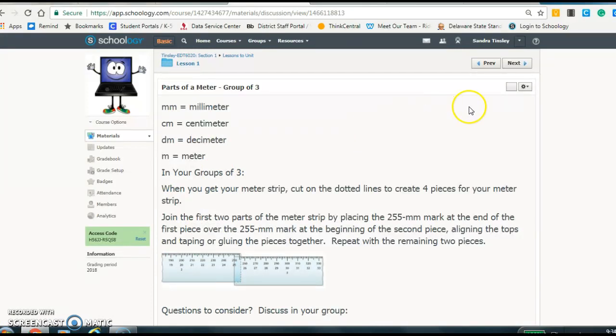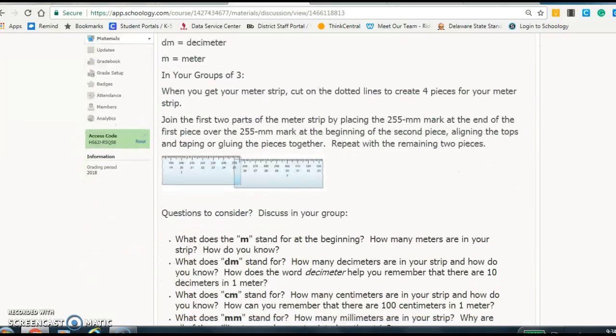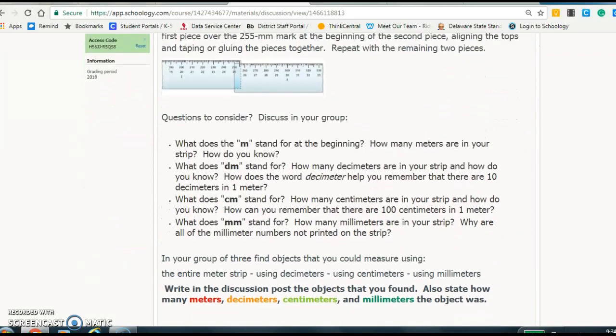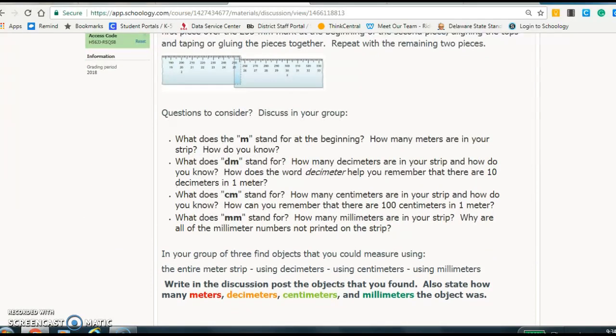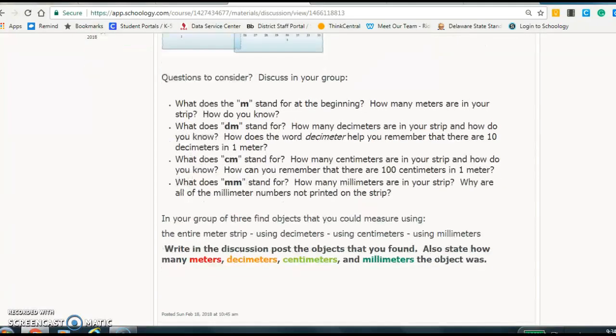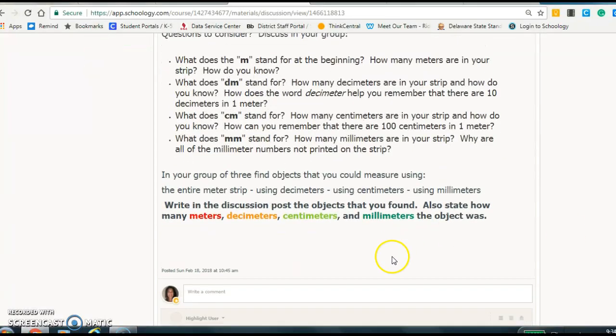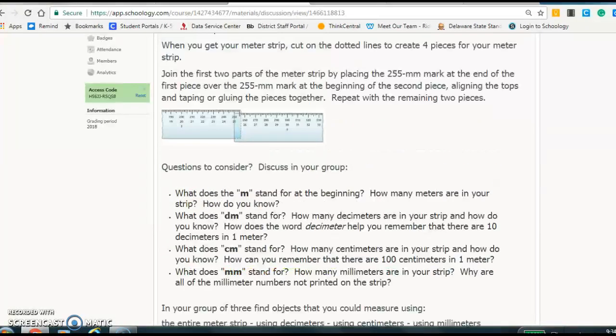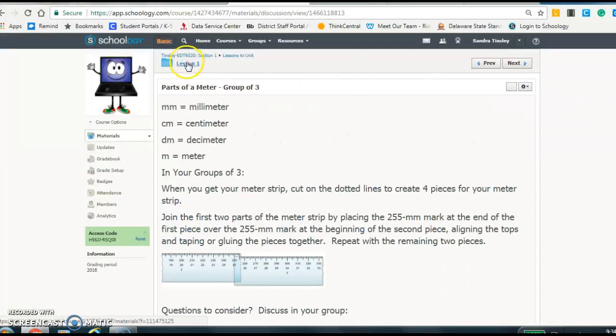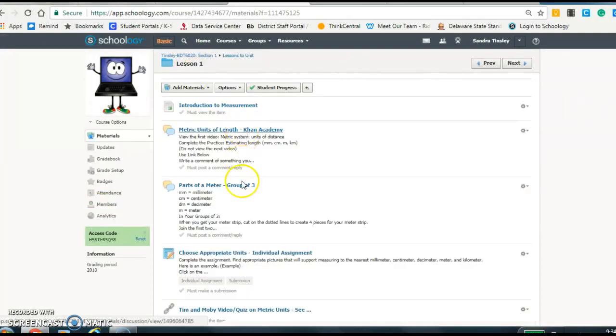They'll get their paper meter and they'll assemble it, and then they'll have questions that they'll consider in their group. And after they consider these questions, they'll find 3 objects that they could measure using a meter, a decimeter, a centimeter, or a millimeter. And they'll comment in their discussion post what they found using the meter, the decimeter, the centimeter, and the millimeter. After they complete that assignment, they'll go on to their independent or individual assignment.